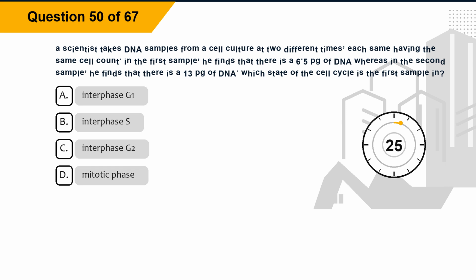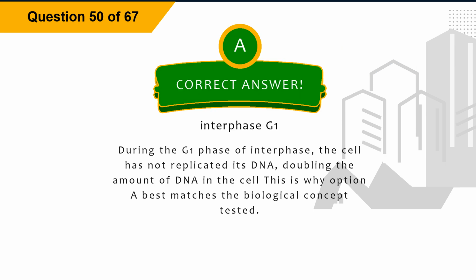Question 50. A scientist takes DNA samples from a cell culture at two different times, each having the same cell count. In the first sample, he finds that there is 6.5 pg of DNA, whereas in the second sample, he finds that there is 13 pg of DNA. Which state of the cell cycle is the first sample in? Option A, interphase G1. Option B, interphase S. Option C, interphase G2. Option D, mitotic phase. The correct answer is option A, interphase G1. Explanation. During the G1 phase of interphase, the cell has not replicated its DNA, doubling the amount of DNA in the cell. This is why option A best matches the biological concept tested.